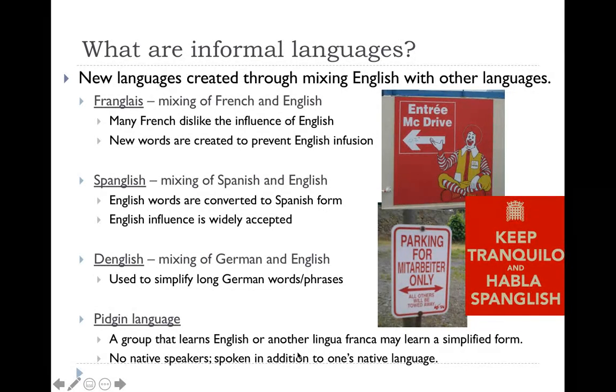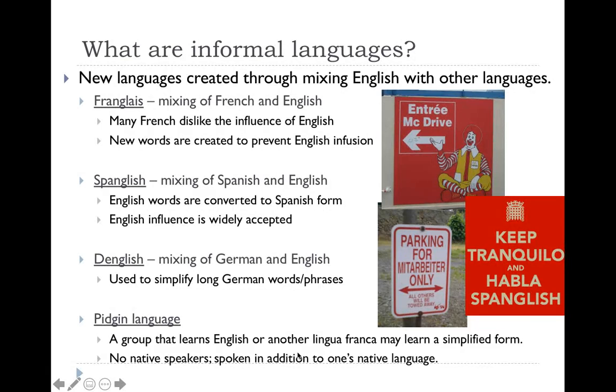And we look at Denglish. Denglish is mixing of German and English, and so we usually see that used to simplify some of the longer German words and phrases there. So you can see that parking sign there, which says Mitarbeiter, we're looking at parking for the restaurant only, essentially, is what we're talking about.